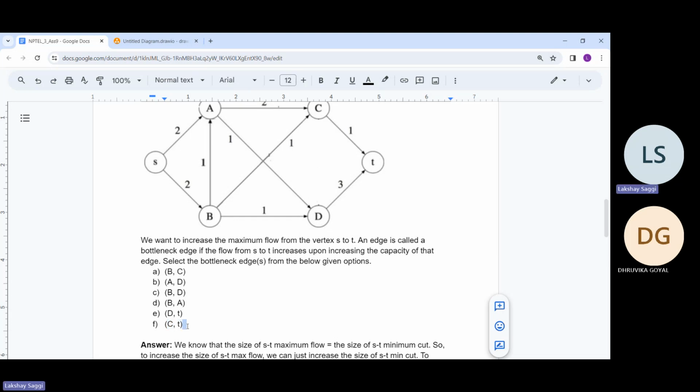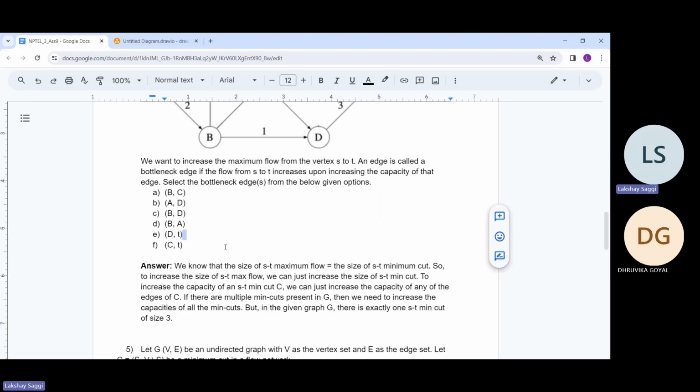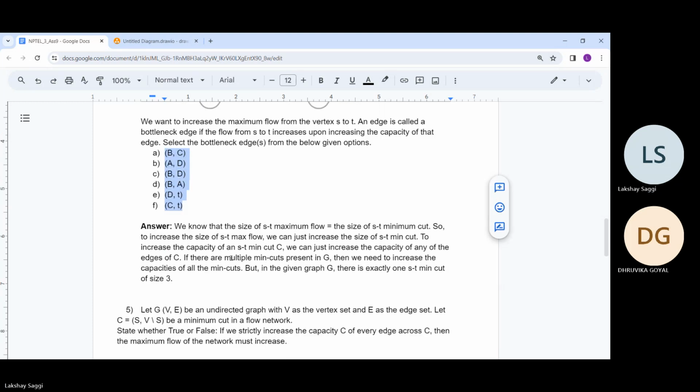You can see for yourself: suppose you take the BA edge and increase its capacity by 1 and see whether the max flow changes or not. Suppose you take the DT edge and increase its capacity and see if the max flow changes. You will see that only these are the edges which are important for us. I'm not writing down the brute force approach because it is easy to see: just increase the capacity of all edges one by one, take these 6 options and find out what happens. But I'm just writing down this smarter approach.